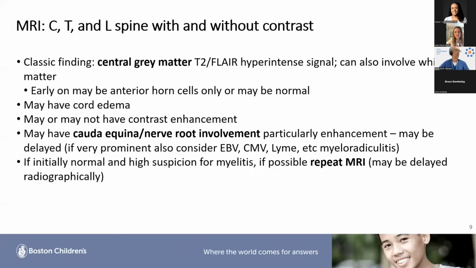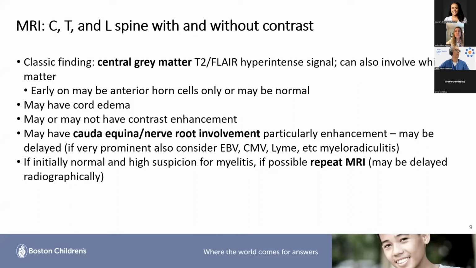The classic finding is the central gray matter involvement, T2 FLAIR hyperintense signal, but it can also involve more than central gray and can involve white matter. Early on, you may only see anterior horn cell involvement, or the MRI may be normal very early on in the course. While we talk about cord edema being more common in other conditions such as transverse myelitis, you can see cord edema with AFM. And so if you see significant cord edema, you may see more involvement than just the central gray, because it's more extensive with edema. You may or may not have contrast enhancement.